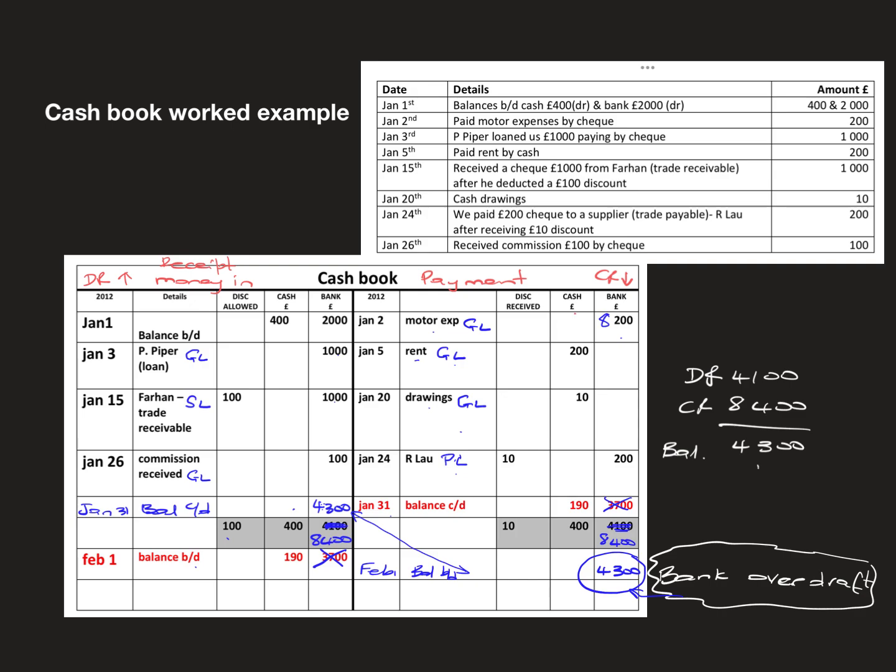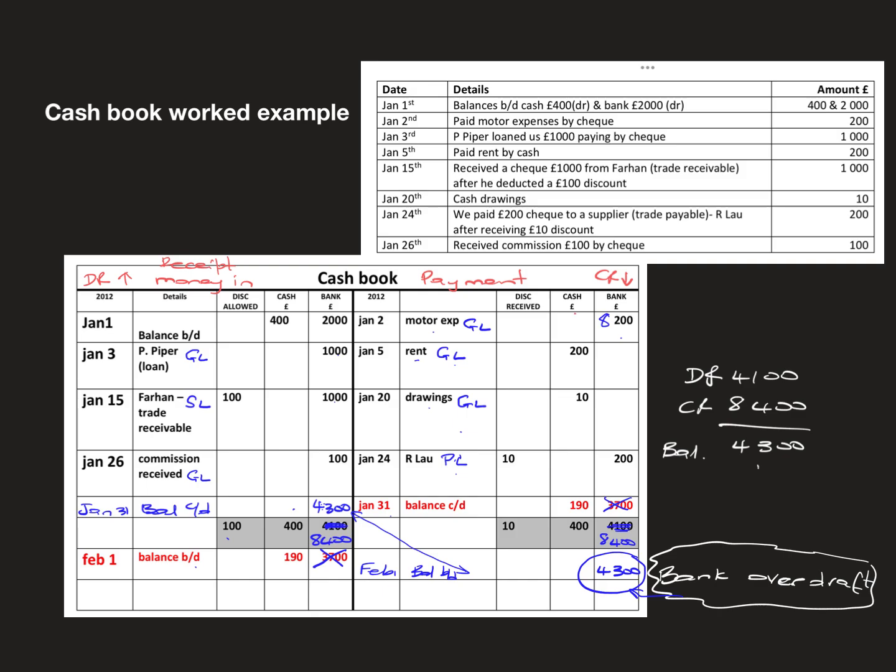You could also start off with a balance brought down on the 1st of January, so you could have your cash here, but then you could also have a balance brought down on this side, but for the bank. Bank can have an overdraft, but not cash. Cash should never have an overdraft. You can only spend what you have. Okay? So it's either a zero balance, where it means that you spent all of your cash, or you have some which is left, which you'll see as a debit balance, but you can never have a credit balance for cash.